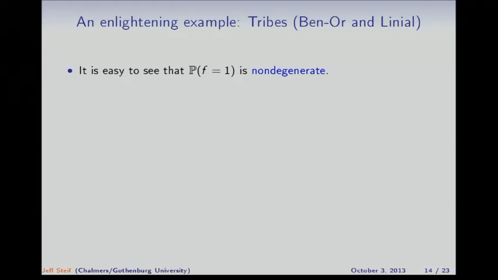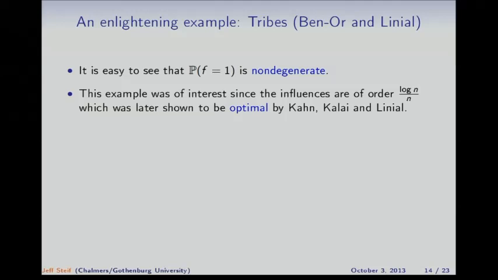So it's easy to show that the probability f is 1 is non-degenerate. This stays away from 0 and 1, basically because the number of blocks which are 1 has basically a Poisson distribution in the limit. Let me quickly mention, this example was of interest since the influences turn out to be log n over n, as mentioned in the original paper.